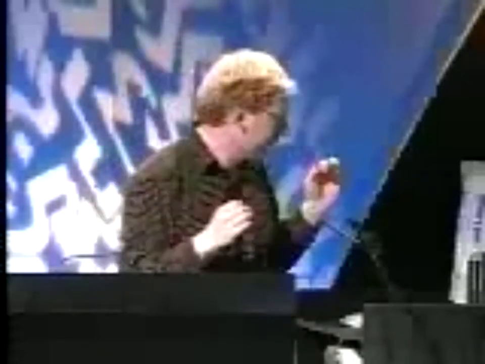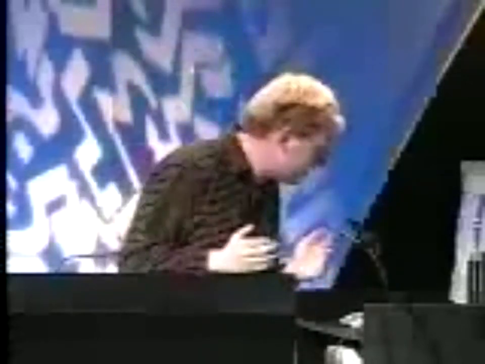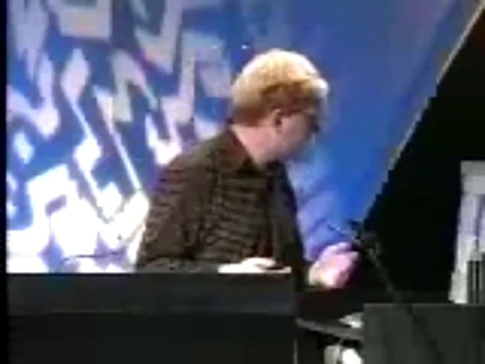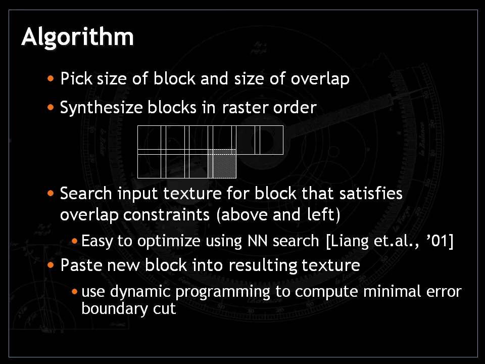Let's see if we can put this to use. But actually, the rationale for this is that the texture blocks are by definition correct samples of the texture. So we are okay. We just need to cover up the boundaries to make sure the boundaries are okay. And the algorithm is like this. We pick a size of the block and size of the overlap. We synthesize pixels in the raster order. We search the input texture for the block that satisfies the constraints to the left and above. And you can optimize this, and in fact it has been done by Liang et al. with fast nearest neighbor searching techniques. And we paste the resulting block back in using this dynamic programming trick.